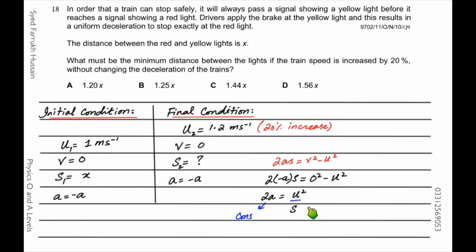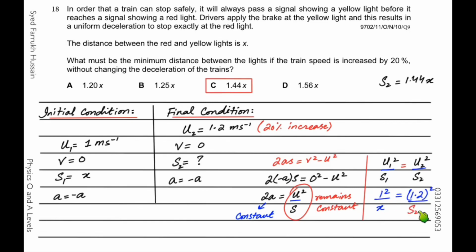2a is equal to u square upon s. Now on the left hand side of this equation, 2a is a constant value, which means the value of u square upon s is constant. So I can write u1 square upon s1 is equal to u2 square upon s2, which means the value of this ratio is a constant which will not change. Now I am substituting the values of u1, s1, u2 and s2 to find s2. 1 square upon x is equal to 1.2 square upon s2. So s2 is 1.44 times x, which is the initial distance when the object had 1 meter per second speed.